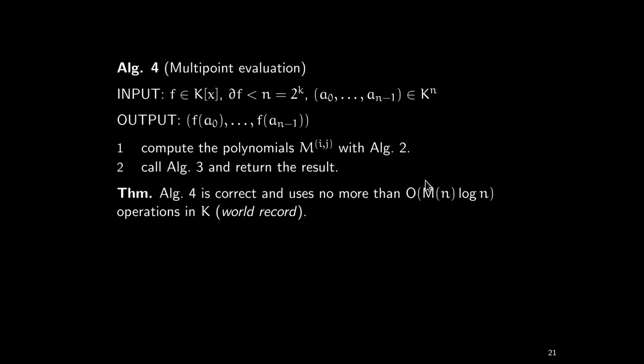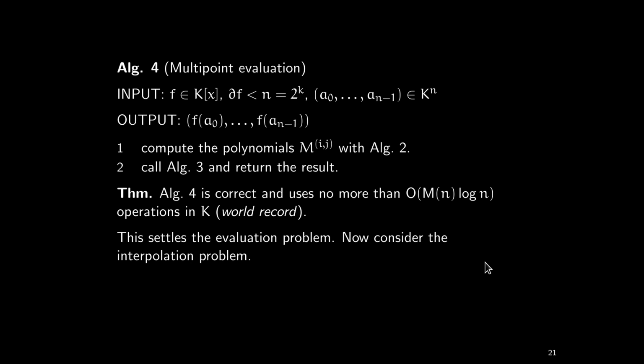This is really good because M(n) is essentially linear, log n is essentially constant, so this is essentially linear. This means if you have a problem that is twice as big, then you have to expect that you need twice as much time, a little bit more than that because of the logarithms, but roughly doubling the problem size leads to doubling the computation time. So this is a good result, and this is all we need for evaluation. So the evaluation problem is solved.